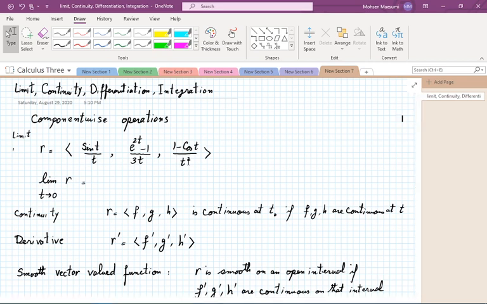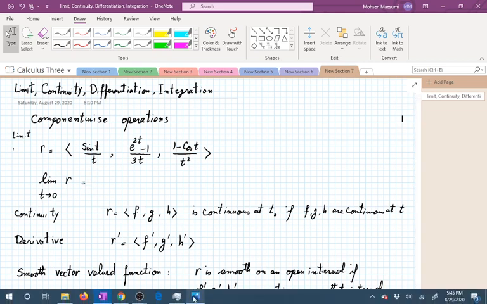So how do we find the answer? Simply, whatever we learned in calculus, we have to do it 3 times, and that's what component-wise refers to. So what was the sine of t over t when t goes to 0 in calculus 1 or in pre-calculus? Do you remember what that limit was?